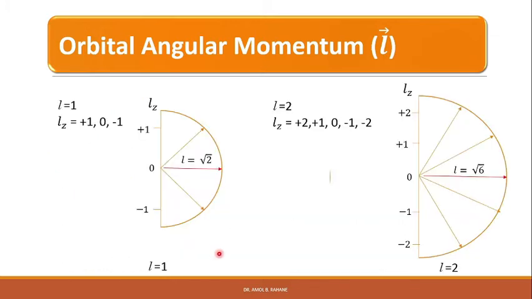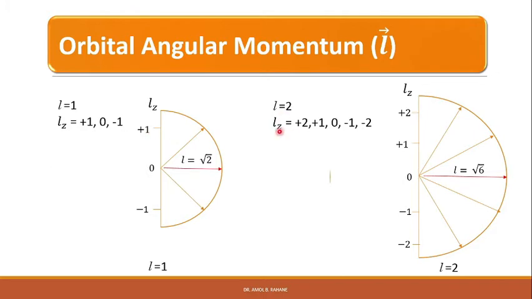We can express this in the following way given in the figure. In this diagram we have written the Lz axis along this direction, and this is our L vector. For L equal to 1, the L vector is equal to square root of 2. There are components of the L vector along three directions which are shown, and +1, 0, -1 are the Lz values. Therefore, for L equal to 1, we get three values of Lz: +1, 0, -1.